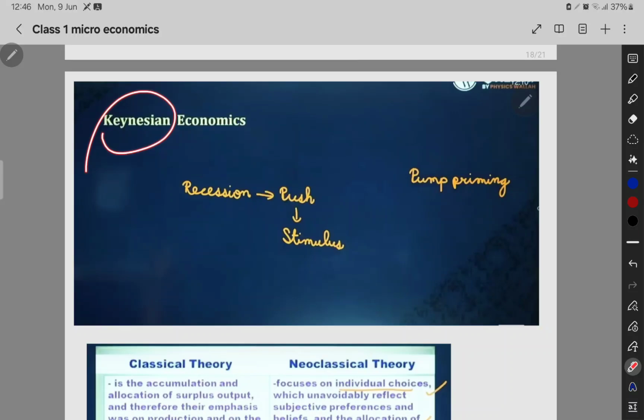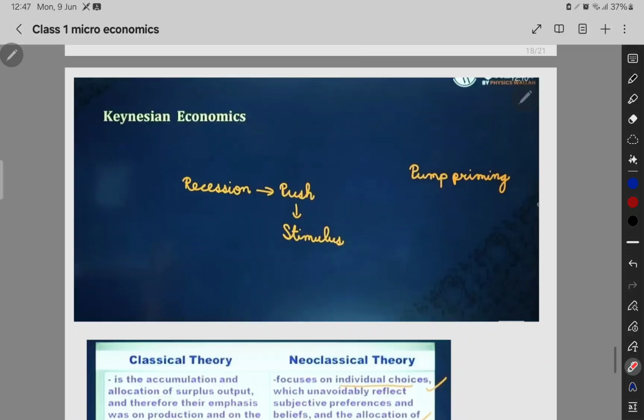What is Keynesian? It is John Maynard Keynes. That means he says a government intervention is necessary whenever there is recession. Economy needs a push. That means government is going to use its monetary and fiscal policies. What is pump priming? So government is going to spend a maximum of expenditures for employment generation and for job generation. That is what Maynard Keynes talks about in his theory.